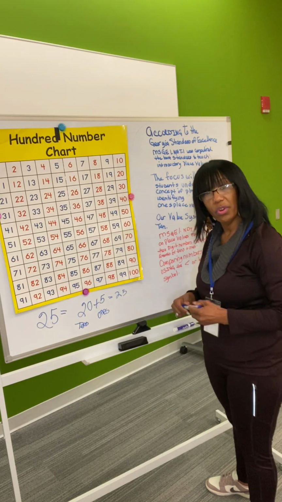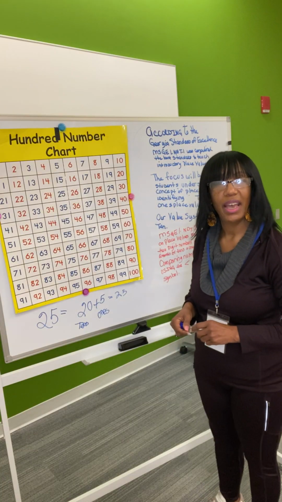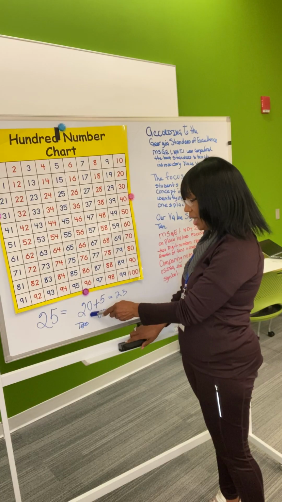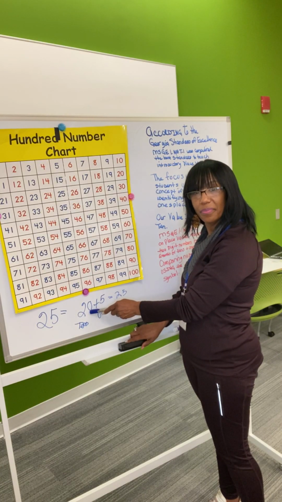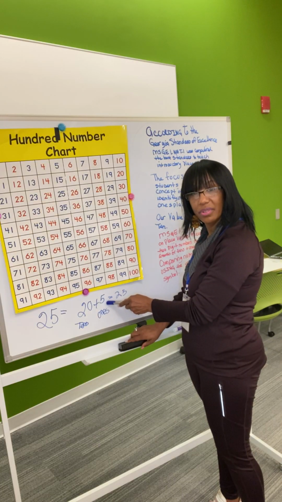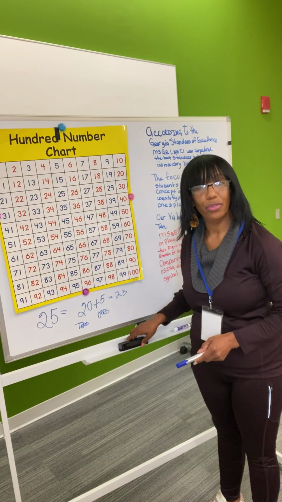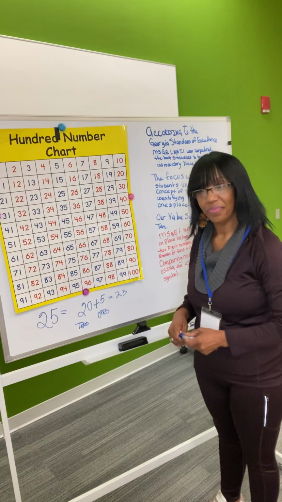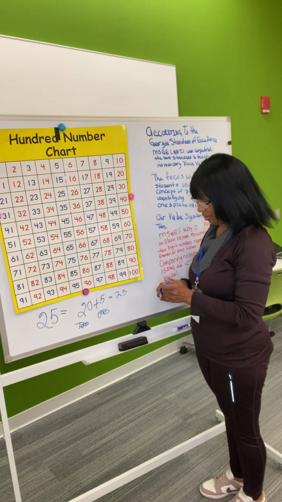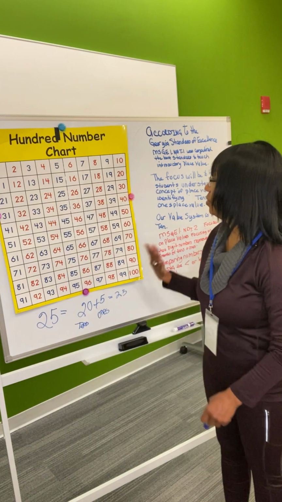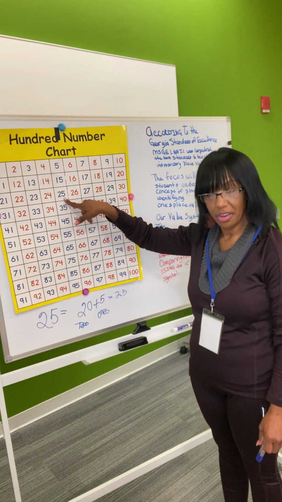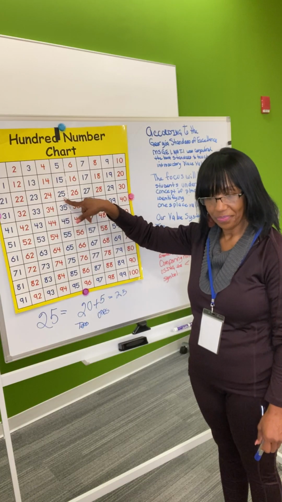I could use a real life scenario saying, if you have 20 apples plus 5 apples, how many apples do you have altogether? And they could say, I have 25 apples. And then I could ask a student to come and show me the number 25 on the numbers chart.